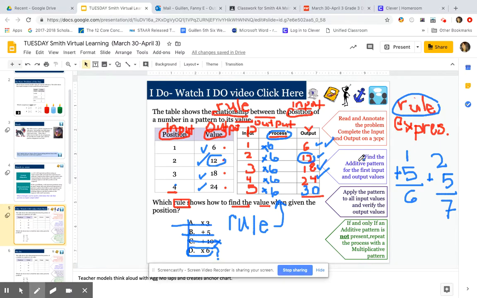Okay, so I found the pattern, right? I read and annotated. I made my notes. I found my pattern. I applied the pattern to all my inputs, and that gave me my output. So that's how I knew which one was correct and which one was wrong. Now, if one pattern doesn't work, go on to the next one. Make sure you are doing your computation on the side, okay, so you do not get the wrong computation.